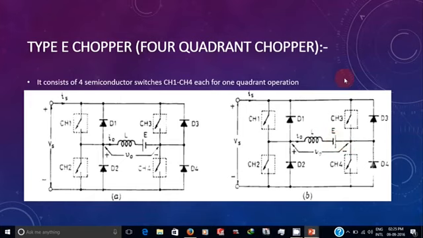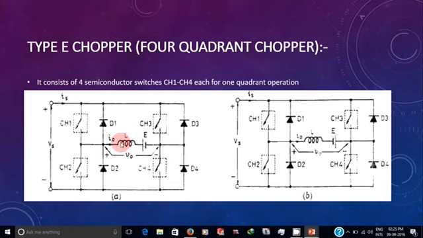Now let us see the operation for each quadrant. In first quadrant operation, only the CH1 switch will be operated, the CH4 switch will always be on or closed, and the CH3 and CH2 switches will always be open. When CH1 gets on, the current will flow through CH1, L, E, and CH4 through here.